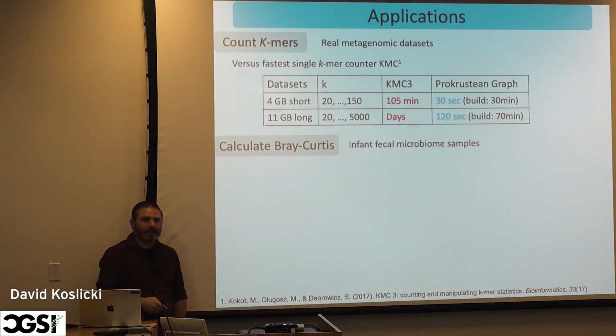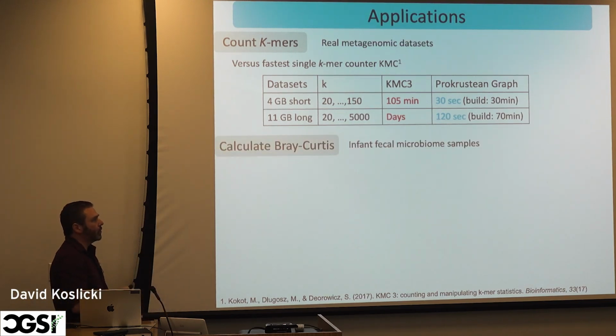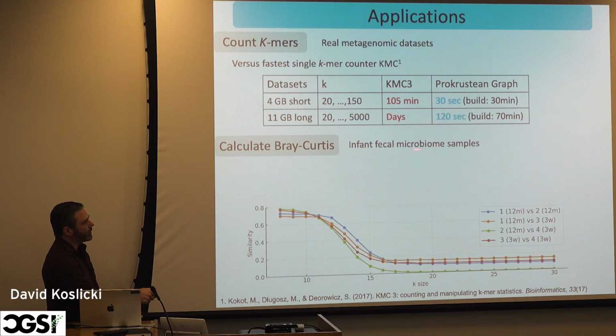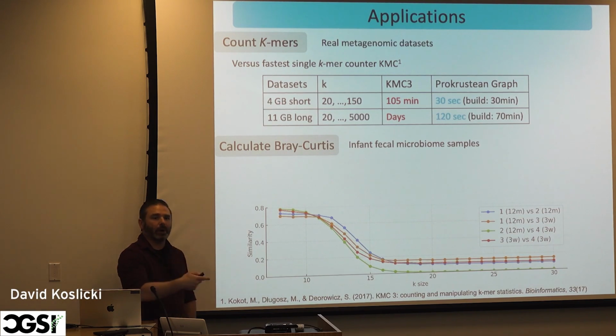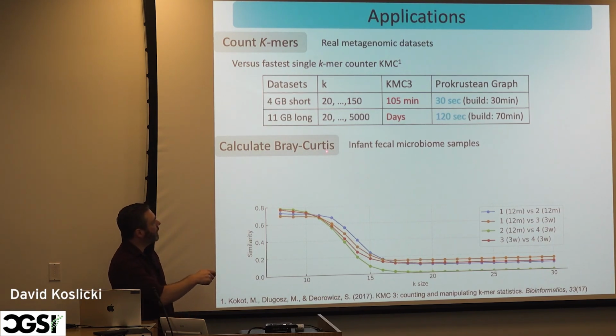And the nifty thing is, this allows you to start looking at real data over a range of k-mers a lot more practically and efficiently. So for example, consider this one study that looked at infant fecal microbiome samples. They took a single k-mer size, and they had a bunch of different samples at different time points. And they wanted to compare the trajectory of these over time, so they looked at pairwise Bray-Curtis similarity between the k-mer counts. And they based their paper off of those conclusions.